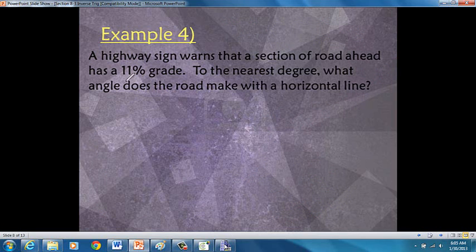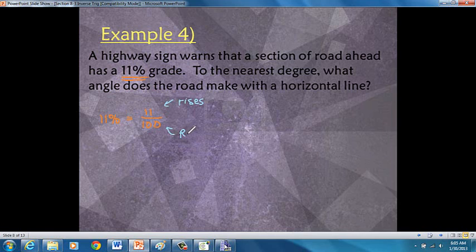Okay, when we're talking about the grade of a road, it tells us how much that road rises over a certain distance. So the best way to start is we're going to take that 11% grade and write it as a fraction. We have 11 over 100. So this grade tells us that the road rises 11 units, so let's just say 11 feet every 100 feet.